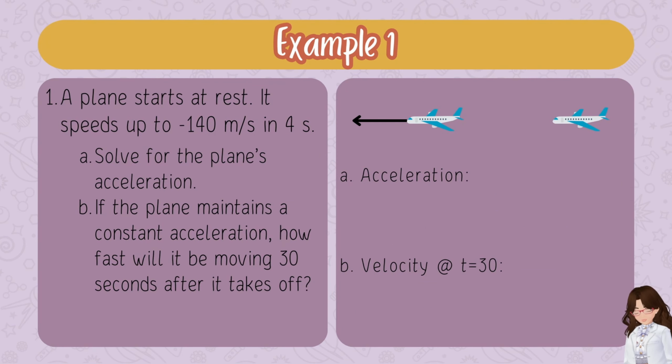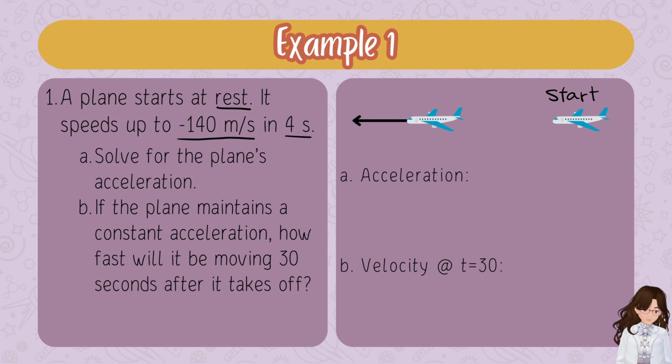Let's go ahead and look at some examples. A plane starts at rest. It speeds up to -140 meters per second in 4 seconds. Solve for the plane's acceleration. Let's go ahead and start out by labeling our diagram. In this case, because our plane is moving in the negative direction, I'm going to say that it starts on the right and it's going to move to the left.